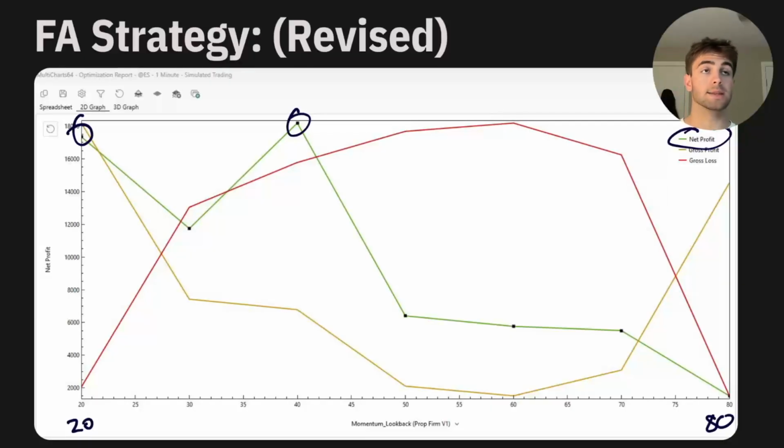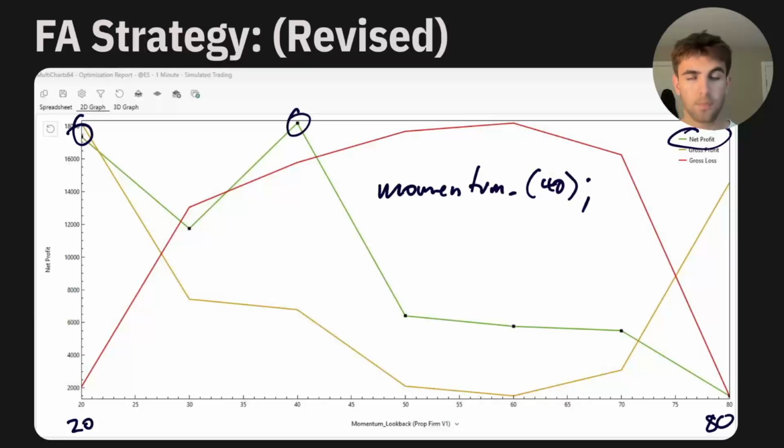So again, this would be backfitting, so I don't want to do this too much, but hypothetically I could run this optimization, look at this data, go back to the study editor, edit my code, and then just set momentum lookback to 40 in the code, and iterate and keep changing variables and finding the best combinations and optimizing the strategy that way. That is the entire point of this optimization process.